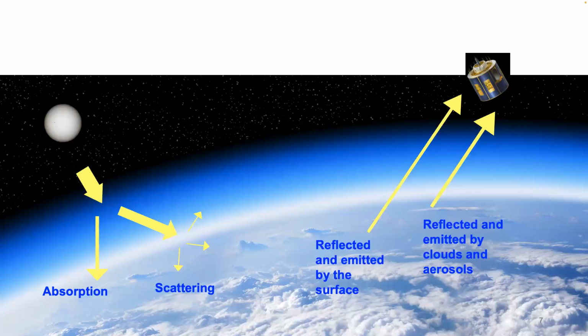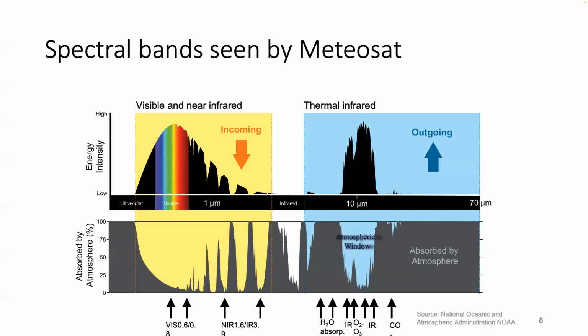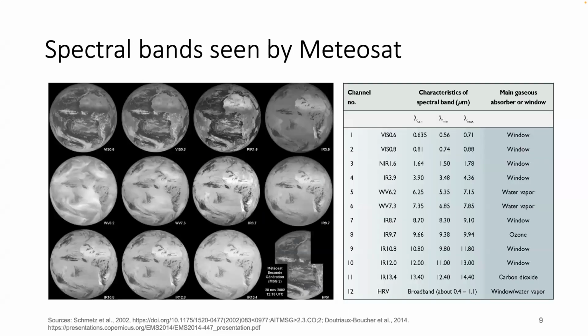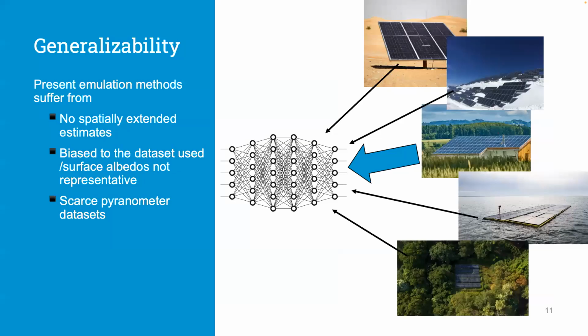So there's a lot of processes that you can now go and model using radiative transfer modeling. That's basically physics-based modeling, and you have all of these different spectral bands. But this is just basically the background. You can see the spectral bands from Meteosat that we're using.